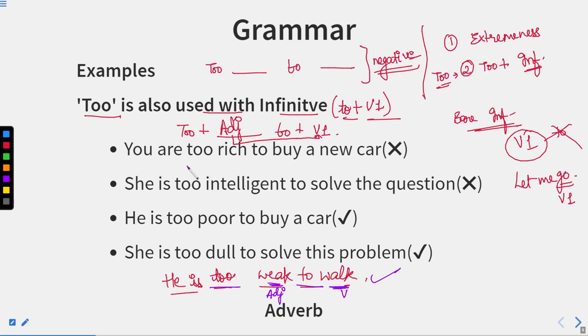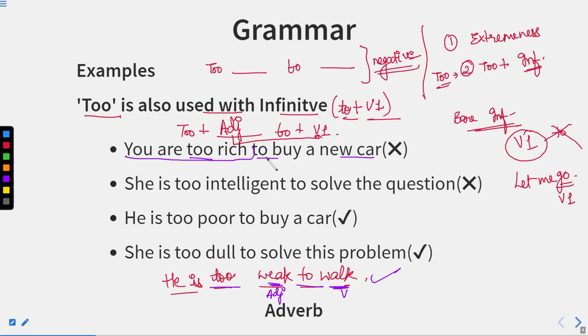Now, if I see this sentence, you are too rich to buy a new car. If I say you are too rich to buy a car, does this make any sense? It means if you are very rich, of course, you will buy a car. You can buy a car easily, though it is up to you whether you want to buy it or not. You can buy any car if you're very, very rich. Now, if I'm saying this sentence, you are too rich, that shows that you are extremely rich. You are very, very rich.